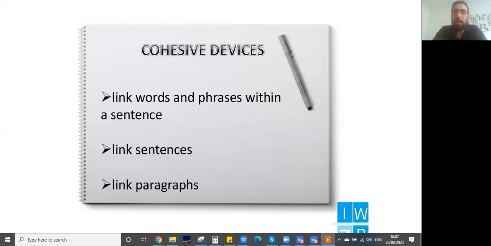Cohesive devices link words and phrases together within a sentence. They link sentences together, and they link paragraphs. So we're really joining sentences, words, phrases, and paragraphs together, and we're making it easier for the reader, which in an IELTS exam is going to be the examiner, to follow ideas and to understand.